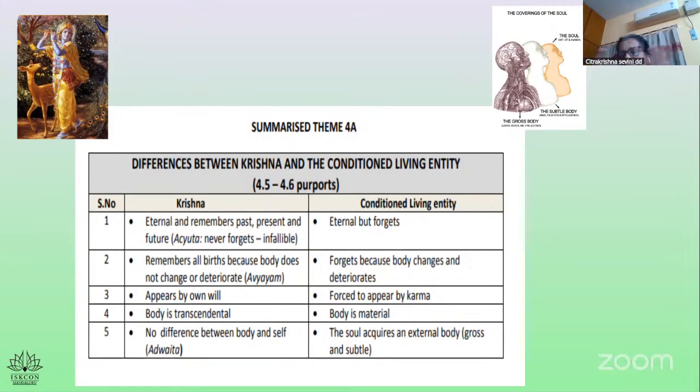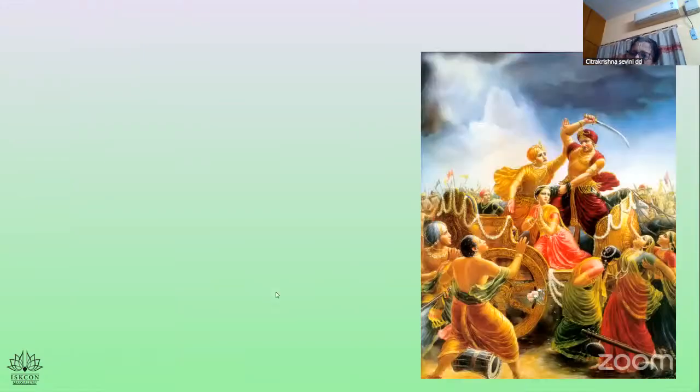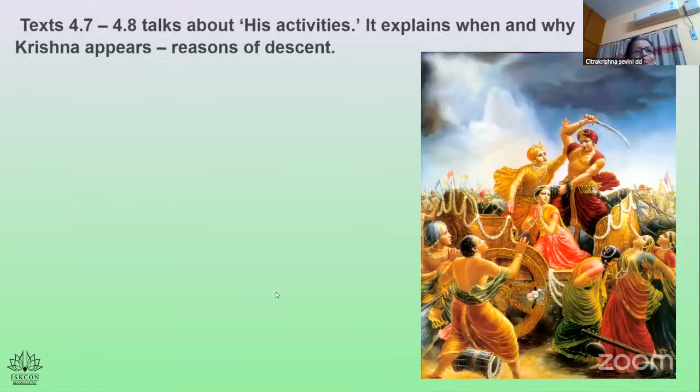The Lord himself is the soul, Paramatma, Bhagavan, all he himself. His body is Satchitanand. It doesn't perish. Okay, eternal it is. But ours also, the soul is eternal.